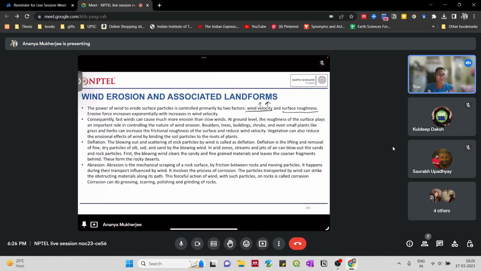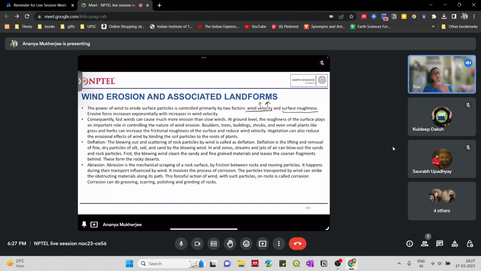It's general physics. If the velocity of the wind is higher, it can take up a lot of finer sediments with it, or even coarser sediments. And if the sediments meet an obstruction in their path, because of the high velocity they are moving with in the wind, it can cause erosion to happen. So that is why we say fast winds are going to erode much more than slower winds.